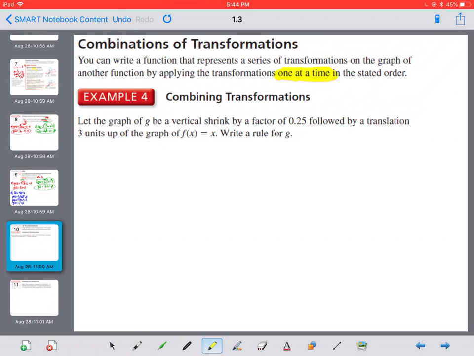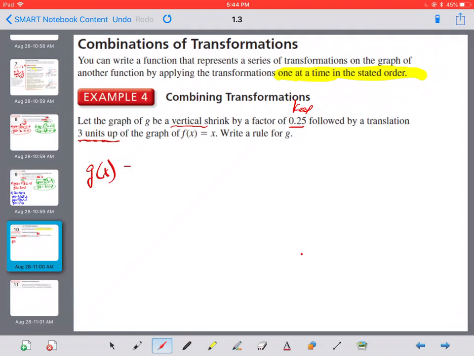Okay. Combinations. So doing more than one thing at a time. Very easy to do. One at a time in the stated order. So whatever they tell you they want to be done, do it in that order, one at a time. So let the graph of G be a vertical shrink by a factor of 0.25. So we're going to vertically shrink by this, so we're going to keep it. We're not going to flip it. Then we do a translation 3 up. And we're using the graph of f of x equals x.